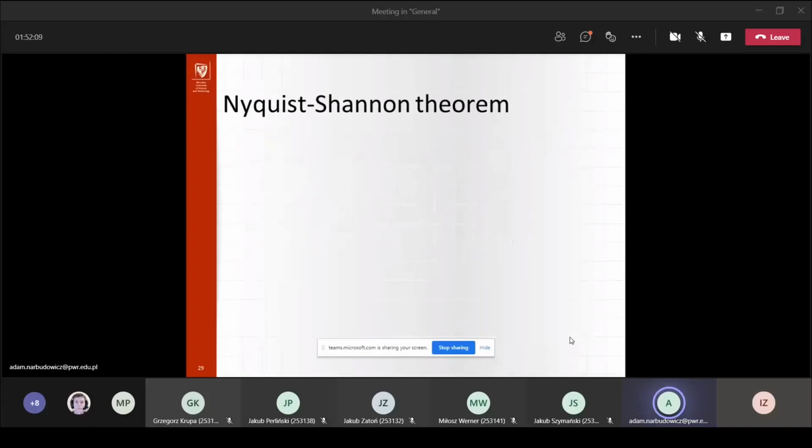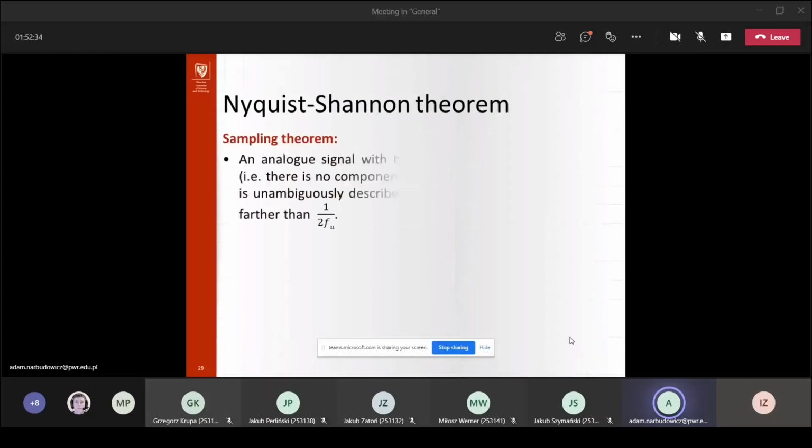Well, here comes what's called the Nyquist-Shannon sampling theorem. This is basically the cornerstone of digital electronic systems. It is named after the same Shannon who came up with information theory. So he did quite an impressive amount of work.